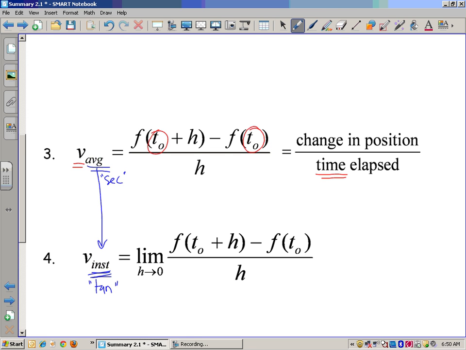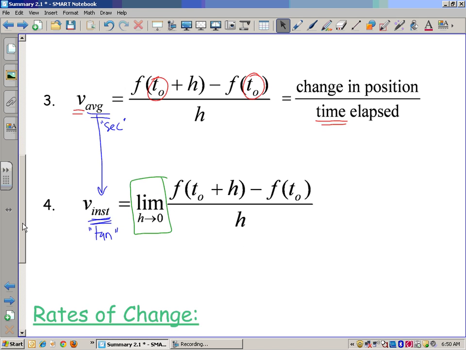Okay? So notice what's missing. The piece that's missing here is this. With the secant slope, we didn't take the limit. We used the limit for the tangent slope. And that's what you have right there in front of you.